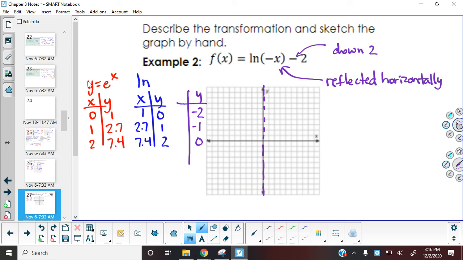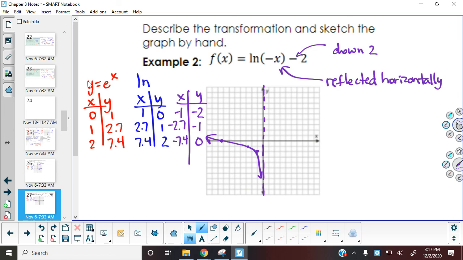And then my x's, notice that negative x is attached. So everything on my x chart is going to be just switched to negatives. And now I can go ahead and graph those 3 points. So I have -1, -2. I have -2.7, -1. And I have -7.4, 0, and it's going to look something like this. Okay, so I still have the exact same asymptote.